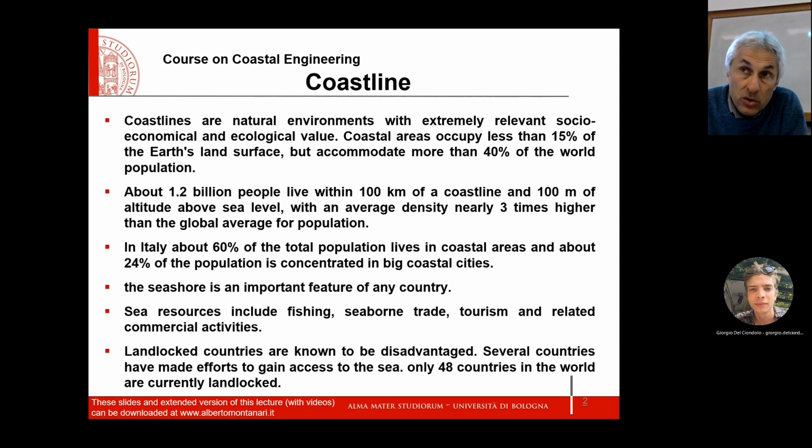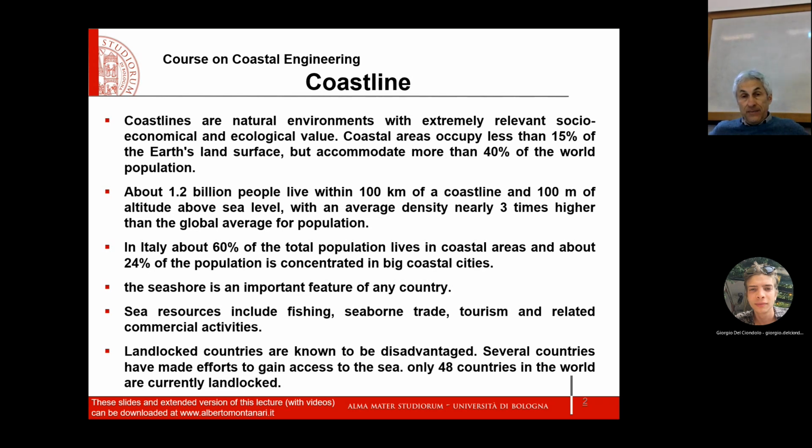And also the sea brings a lot of resources like seaborne trade, fishing, tourism, and a lot of commercial activities that are related to tourism. So, what is the conclusion? The conclusion is that we can understand why countries during human history have always fought to gain access to the sea, because access to the sea is fundamental for the development of these activities that are connected to the sea, to the ocean.